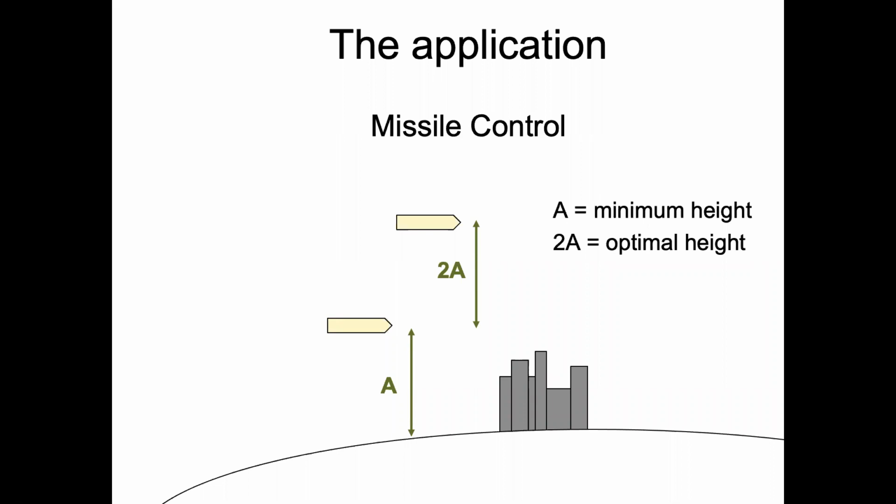Let's say you were guiding the flight of a missile and you needed to keep it a certain distance off the ground. And let's say A in our program represented that distance. So as long as you were a distance of A off of the ground, then that was sufficient. That was the minimum acceptable height. But ideally, you'd like to be twice that far. You'd like a height of 2A.